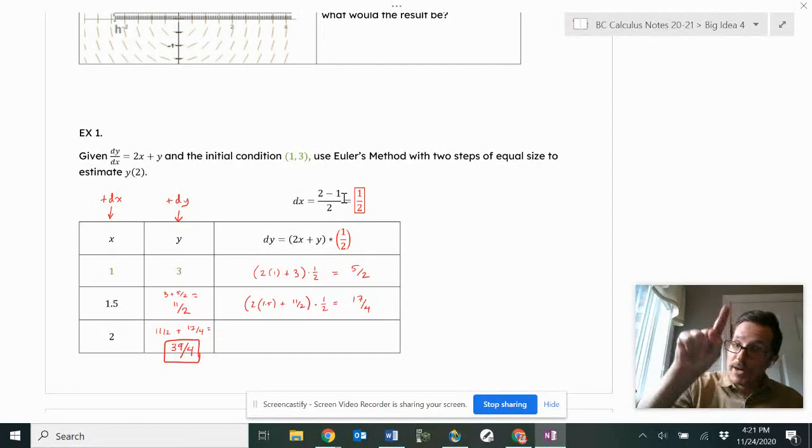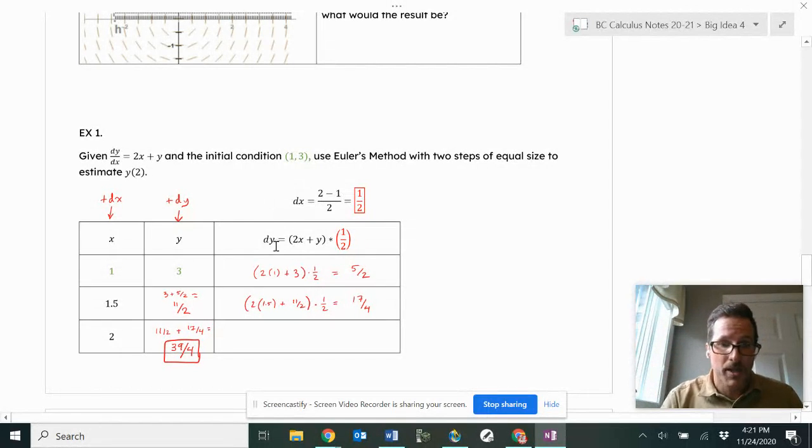Now, we don't know how far we're going to jump up or down with respect to the vertical change. So to calculate the vertical change, we need an equation for dy. dy is the slope equation, 2x plus y, multiplied by the dx, which we calculated to be 1/2. This is pivotal right here. The right equation for dy is pivotal for success here. All right, so dy is the slope, 2x plus y, multiplied by that calculated dx we had before.